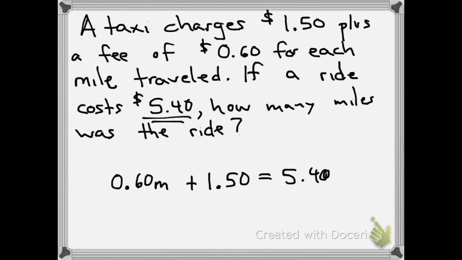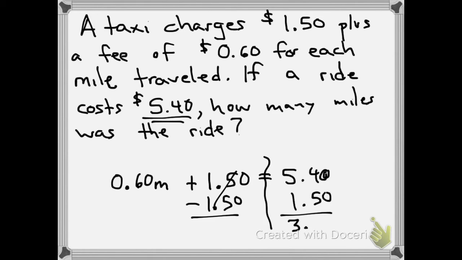All right, so there are some decimals involved here, which is completely fine. Remember, real life isn't all whole numbers. So we're going to approach it the same exact way. We're going to get rid of this $1.50 first by subtracting. When we subtract over here, we end up getting $3.90.